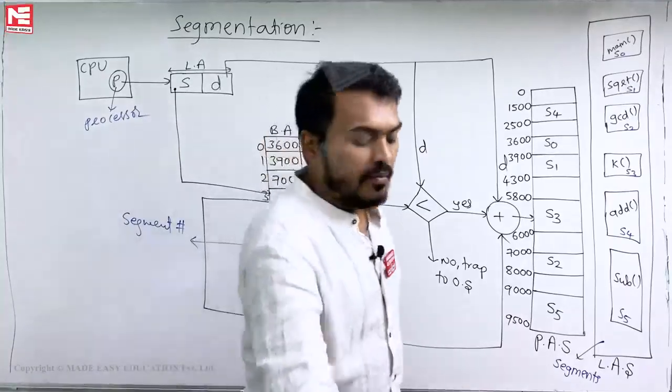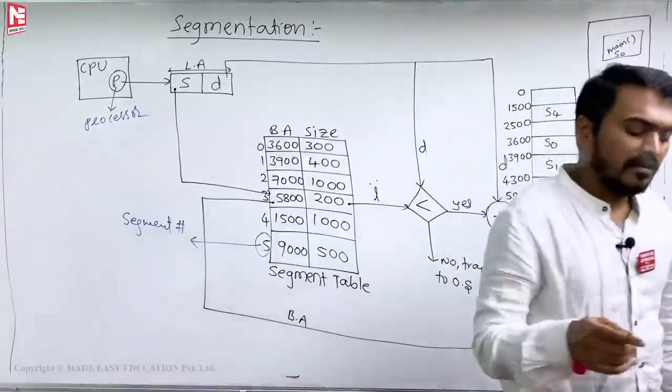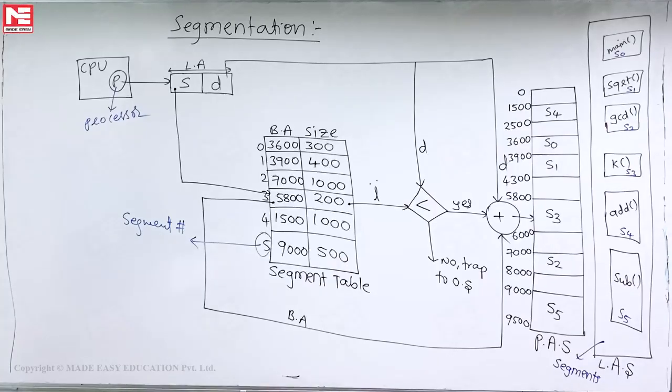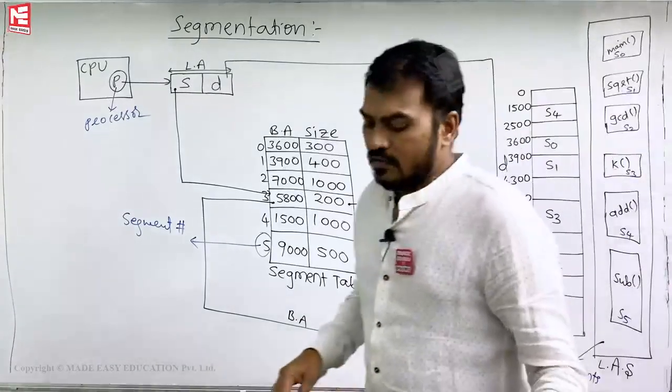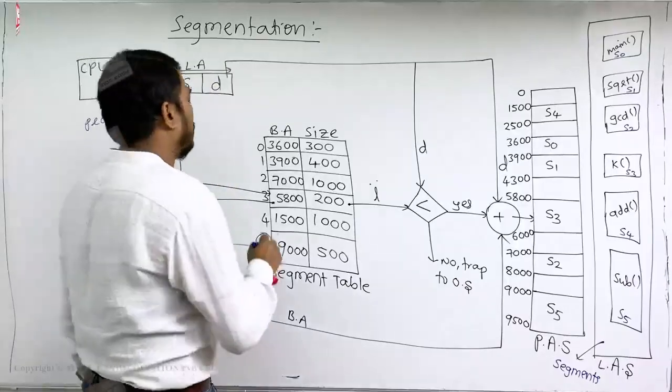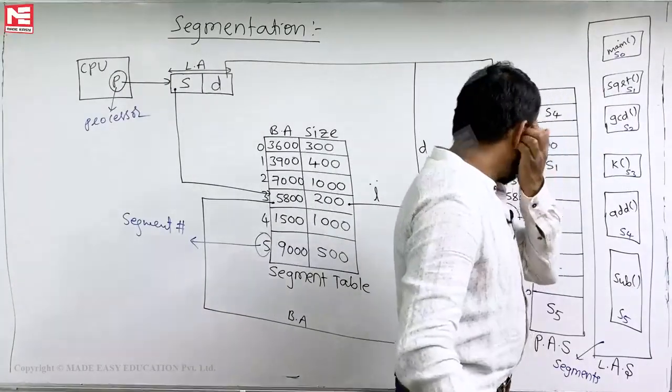Number of entries in the segment table is the same as number of segments in the LAS. You can write it like that. So what have you written? Number of entries in the segment table is the same as what? Number of segments in the LAS, right?